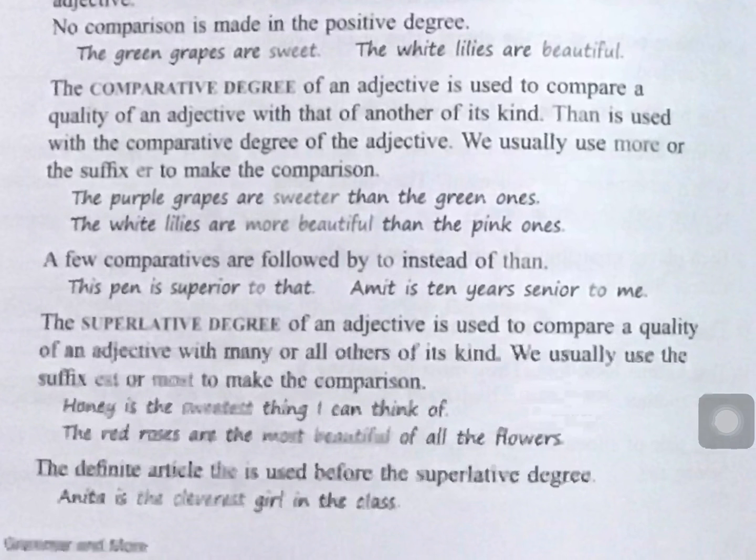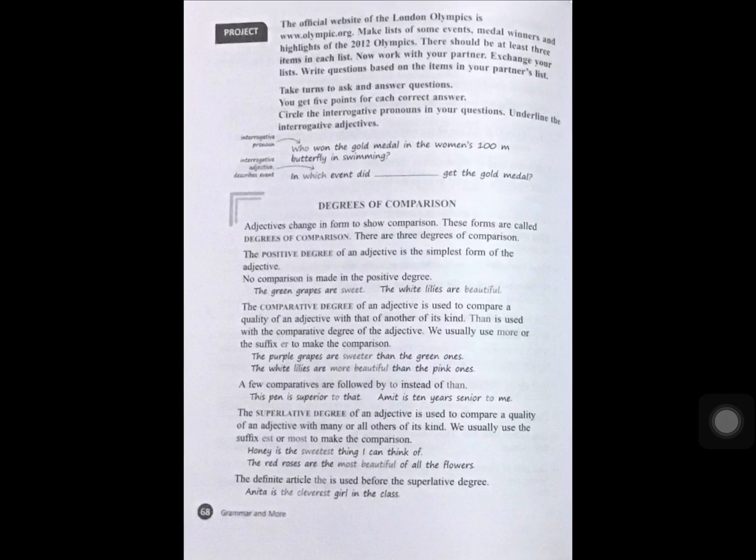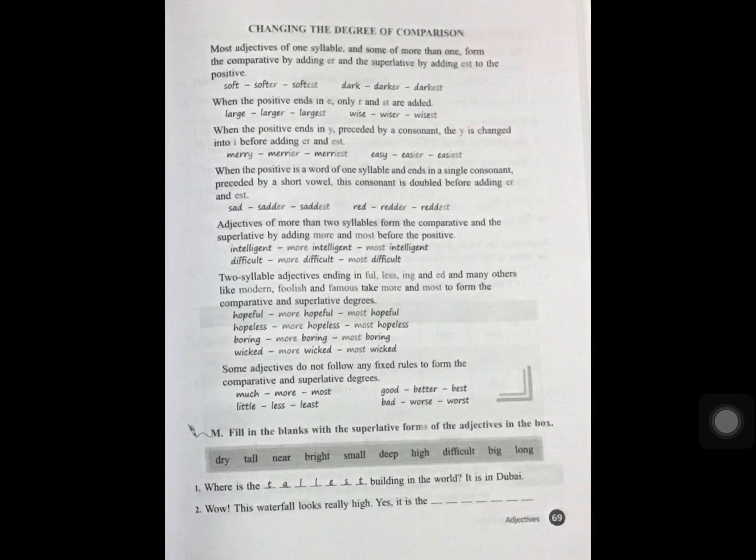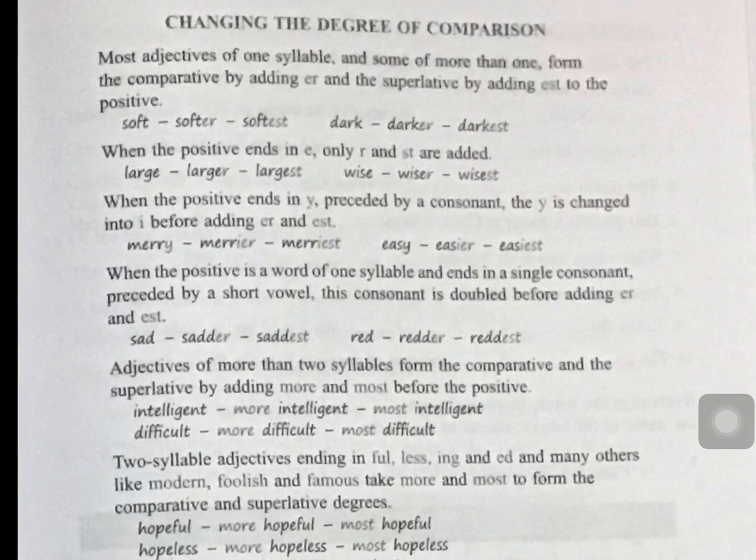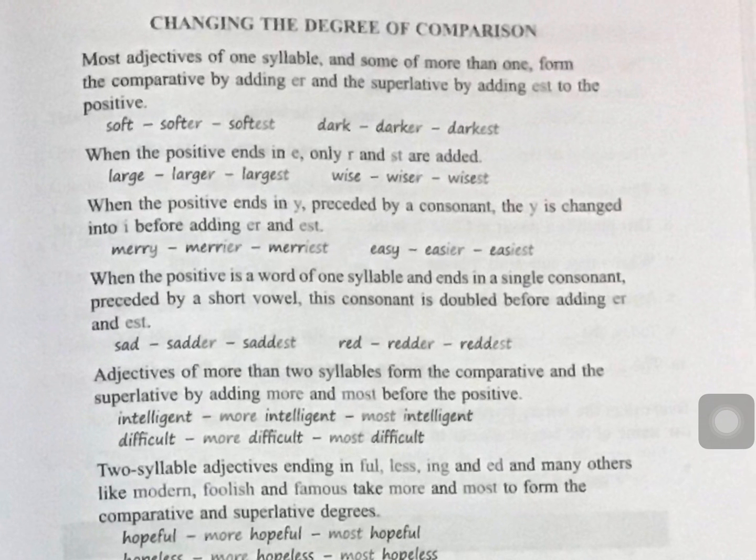Just now I have mentioned, children, honey is the sweetest. Red roses are the most beautiful. So like that, before the superlative degree, the definite article 'the' is used. Anita is the cleverest girl in the class.